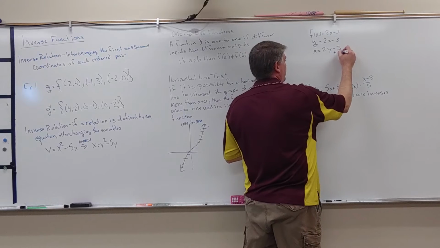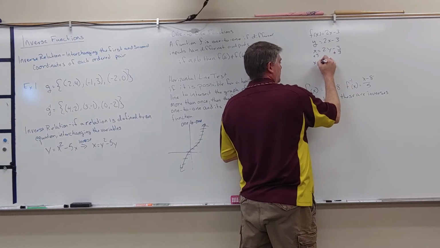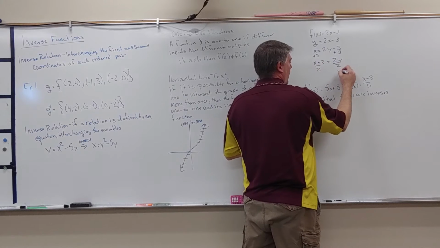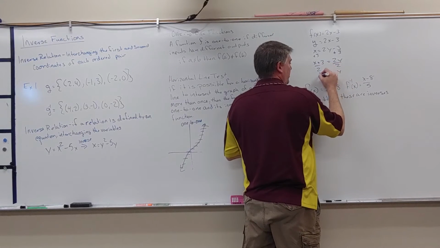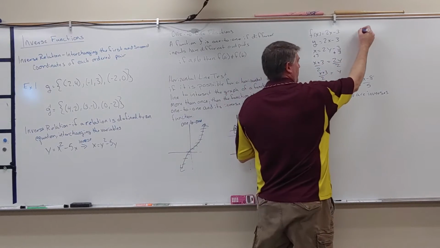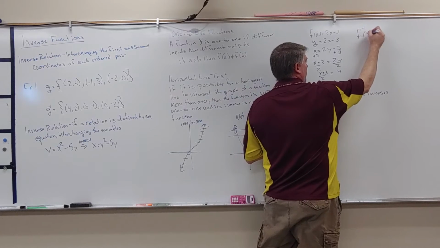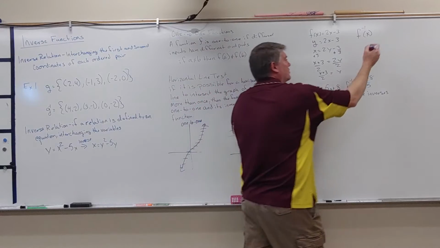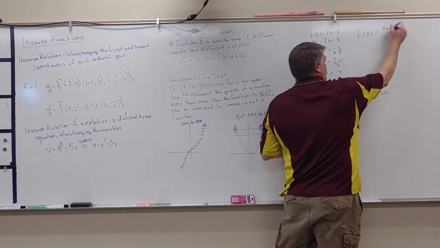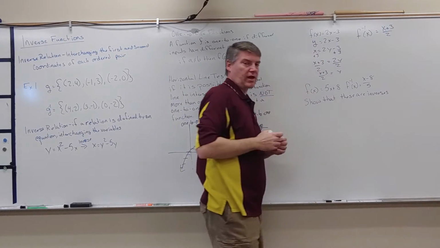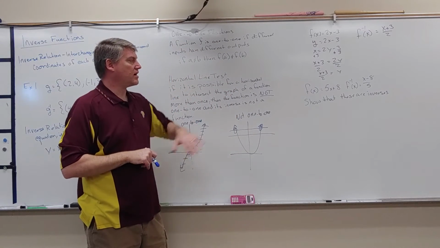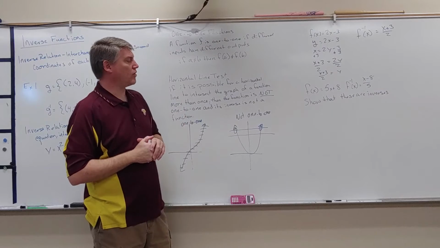So I'm going to add 3. x plus 3 equals 2y. I'm going to divide by 2. So y equals x plus 3 over 2. And now I'm going to write it in inverse form: f inverse of x equals x plus 3 over 2. Okay? So if you can solve it and get it as an equation, that is the best approach.